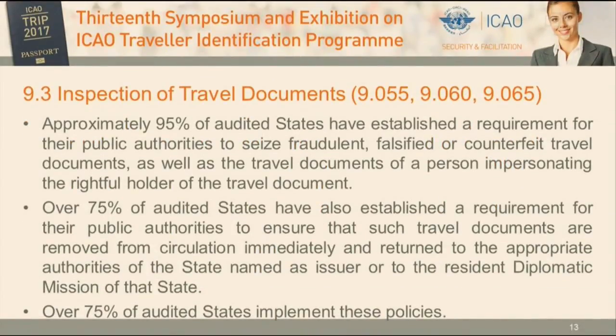With regards to inspection of travel documents, again, approximately 95% of audited states have established a requirement for their public authorities to seize fraudulent, falsified, or counterfeit travel documents, as well as the travel documents of a person impersonating the rightful holder of a travel document. Over 75% of audited states have also established a requirement for their public authorities to ensure that such travel documents are removed from circulation immediately and returned to the appropriate authorities of the state named as issuer or to the resident diplomatic mission of that state. And over 75% of the audited states implement these policies.